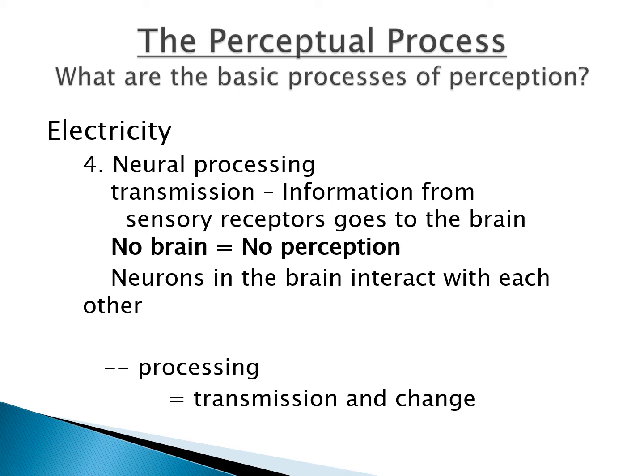Neurons in the brain are also going to interact with each other in various ways, and again, depending on aspects of our subcortical structures, that neural processing can be different for each of us. So we're seeing again the principle of transformation, the principle of representation, because this processing is allowing for transmission and for change to occur.